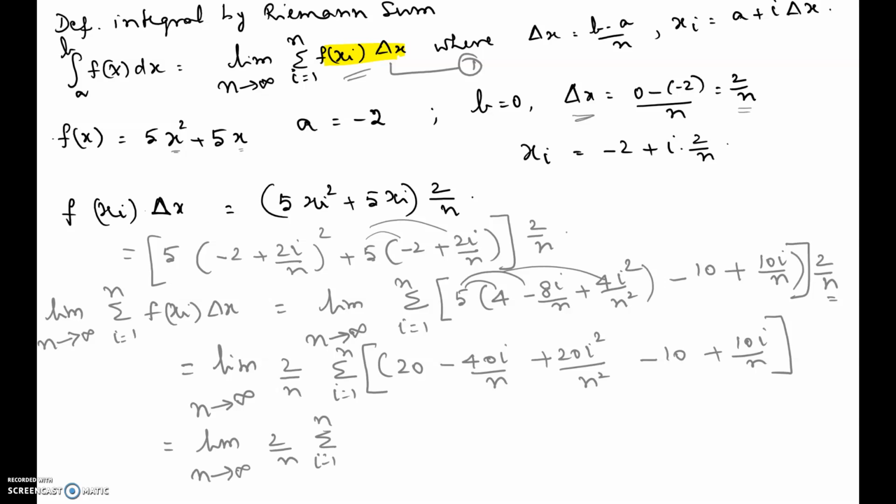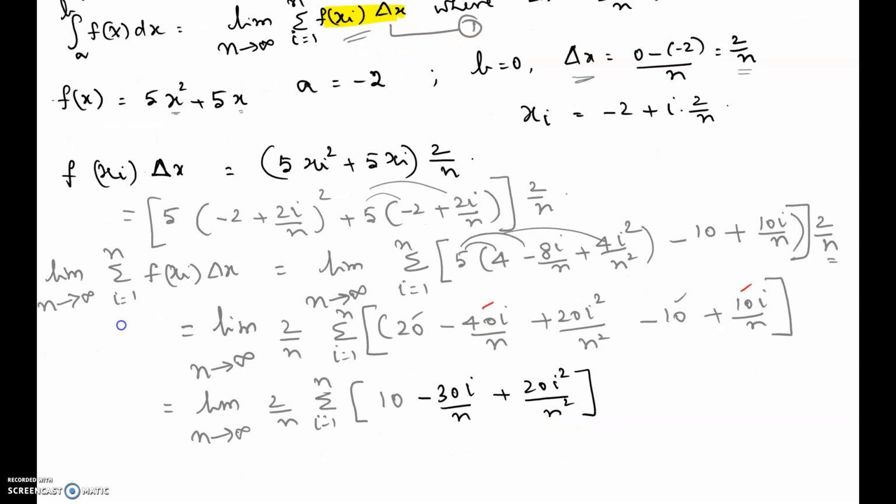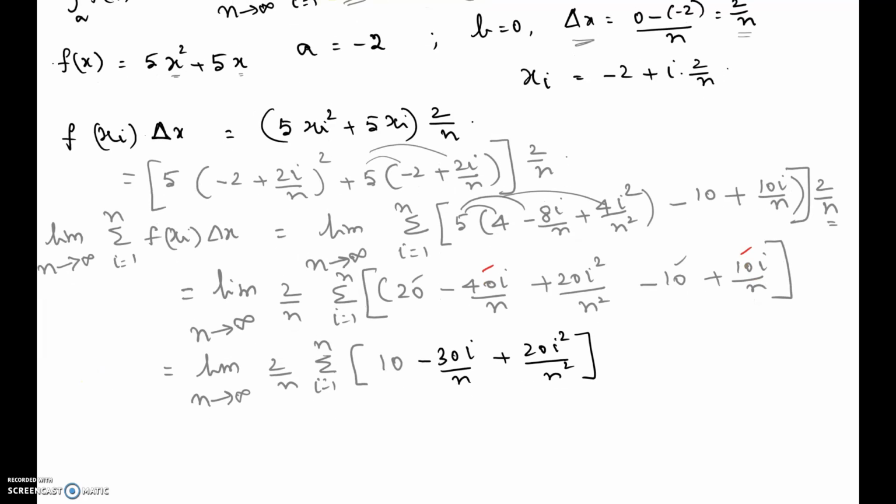So we get the limit as n approaches infinity of 2 over n. We'll keep the sigma as is and simplify the inside. So it is 20 minus 10, that will be a 10. Then we have negative 40i over n plus 10i over n, that will be a negative 30i over n. Then we have 20i squared over n squared.